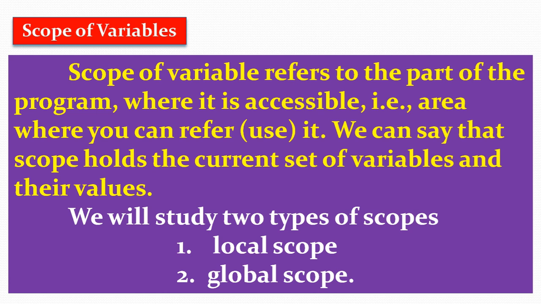We will study only two scopes, local and global scope. Scope of a variable refers to the part of the program where it is accessible, that is, the area where you can refer to or use it. We can say that scope holds the current set of variables and their values. We will study two types of scopes. One is local scope, the second one is called global scope.